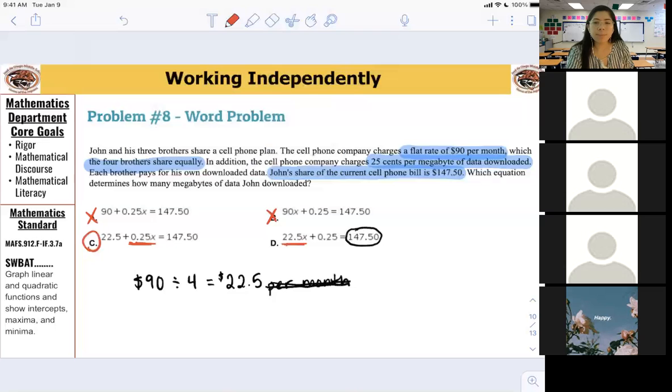Miss, didn't we do this before? Yeah, this one has come up. I think this was on your last topic test, actually. But it's similar to what we're doing now, so that's why I wanted to bring it up.